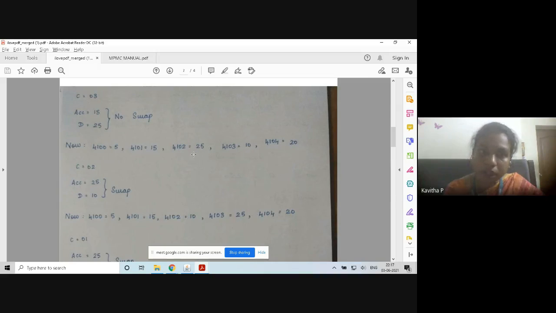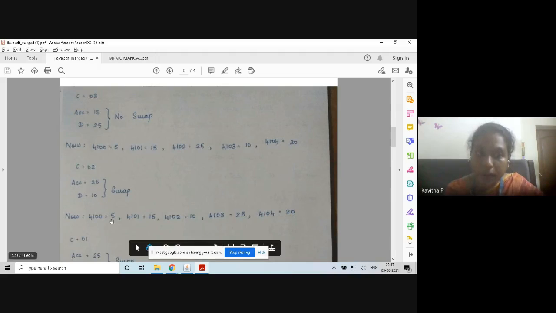So the third value will be assigned to the accumulator and the fourth value will be assigned to the D register. On comparing these two values, we get to know that the accumulator value is the highest compared to the D register value. So swapping is required to change the order into ascending order. Once we swap the numbers, 10 will shift to the accumulator and 25 will move on to the D register.